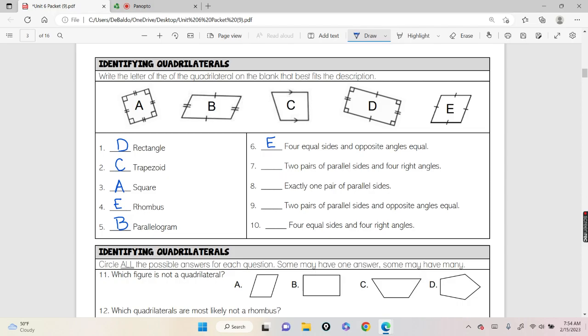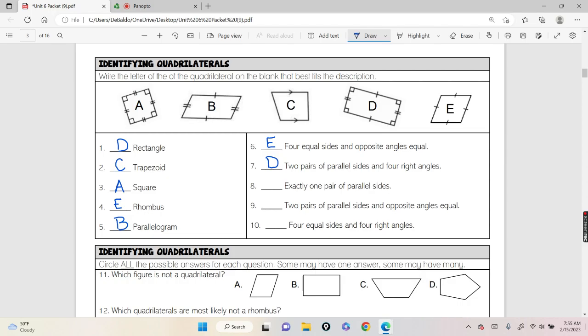Number 7, 2 pairs of parallel sides and 4 right angles. Okay, well, right angles kind of gives us a hint that it has to be either the square or the rectangle. But it also says 2 pairs of parallel sides. So technically, this could be both either the square or the rectangle. But we're trying to determine the best name for this one. So if it were the square, it would say all sides are equal. This is specifically saying 2 pairs of parallel sides. So we're going to go with the rectangle, letter D.